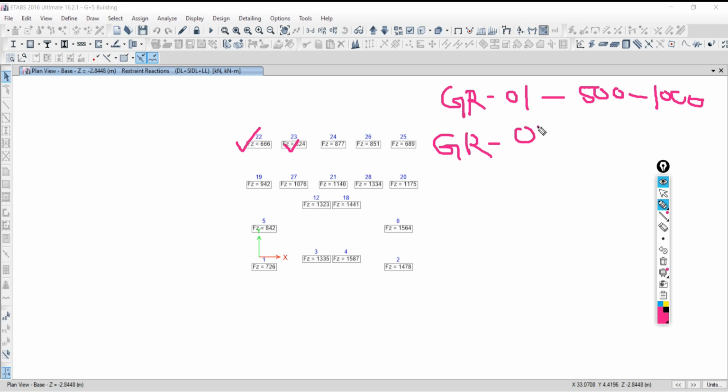Second group range, what will you take? Just suggest to me. 1000 to 1500. Okay, anyone else? 1000 to 1300. Okay, that is also fine. So 1000 to 1600. See, what can we do? From 500 to 800, and then from 801 to 1200 or 1300. I think that will be good.